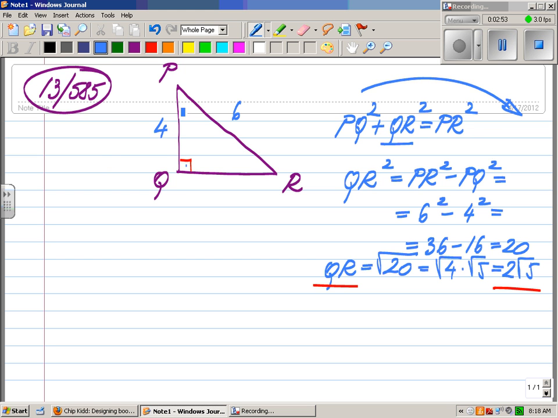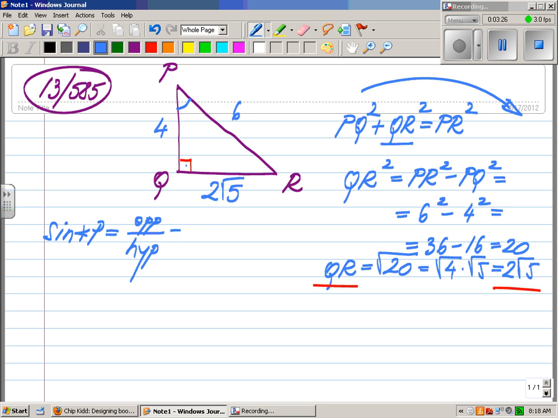Which other angle would you like to start with? Doesn't matter. Okay, let's start with angle QPR, or angle P. What trigonometric function would you like to use here? Sine, cosine, tangent. I know this side is 2 square root 5, and this is a right triangle. Sine is what? Sine of angle P is always the opposite over hypotenuse, right?